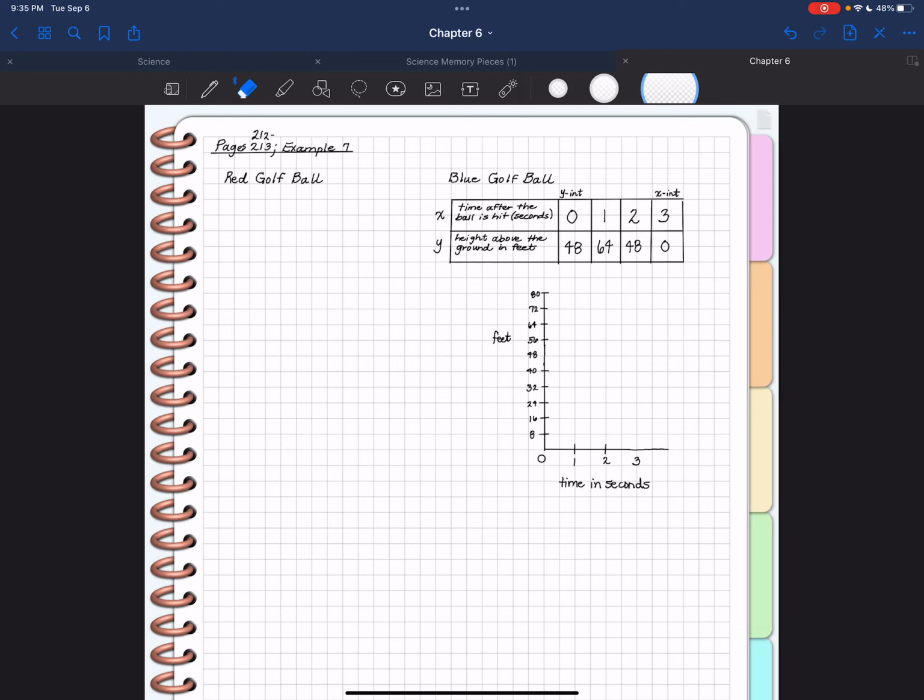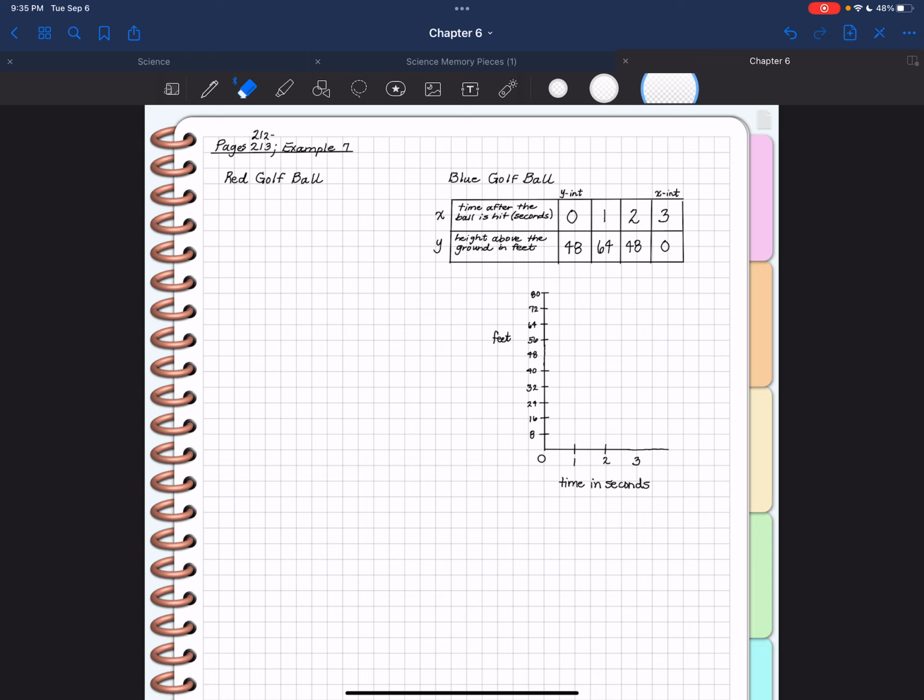I am on page 212. We're looking at example 7. Now, up to this point, all of the graphs we've looked at have been linear. They've all been in a straight line. This one is a little bit different.